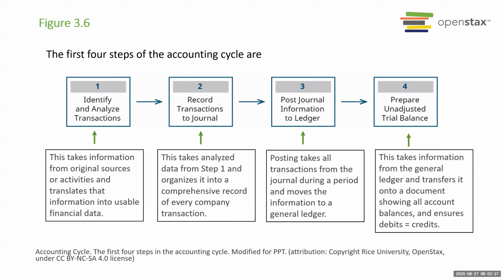We take the information from the original source or activities we're doing, and we use this information in order to generate financial data. We record this transaction from step one and organize it into a comprehensive record for every company transaction. Then we post it, and we post this transaction from the journal during a period into the general ledger. And then we take this information from the general ledger and transfer it onto a document showing all accounts and ensuring debits equal credits. This is what we call the unadjusted trial balance.